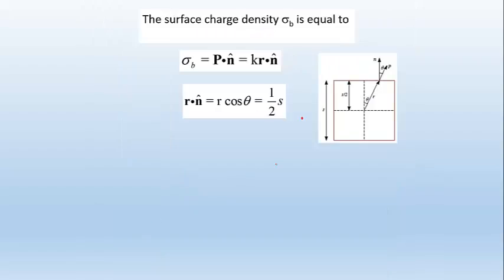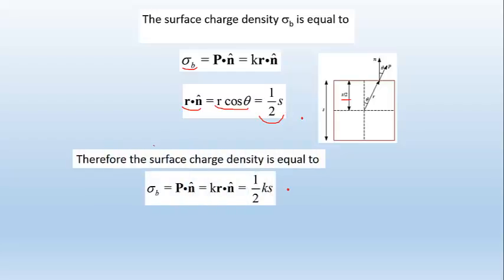How about the surface? Well, we go to our definition, the equation for sigma b. This is the bound surface charge density. It's equal to capital P dot n, so that'll be kr dot n hat. But look at r dot n hat, that's equal to r cosine theta. And if you look at your picture here, if you take r here and theta here, it's equal to this distance right here, and that's s over 2. So we can set that dot product equal to 1/2 s.